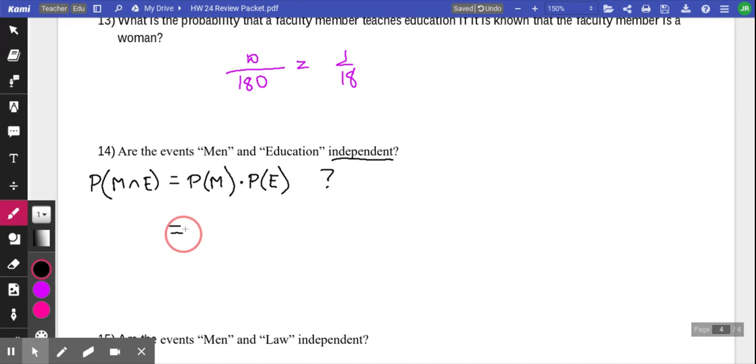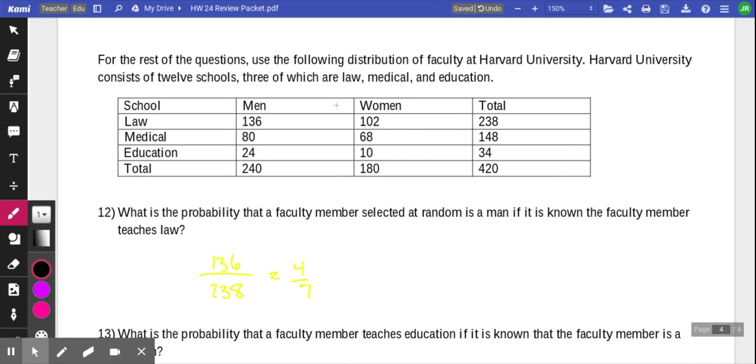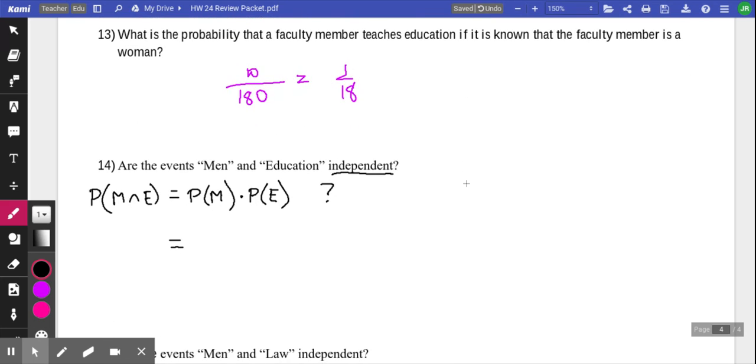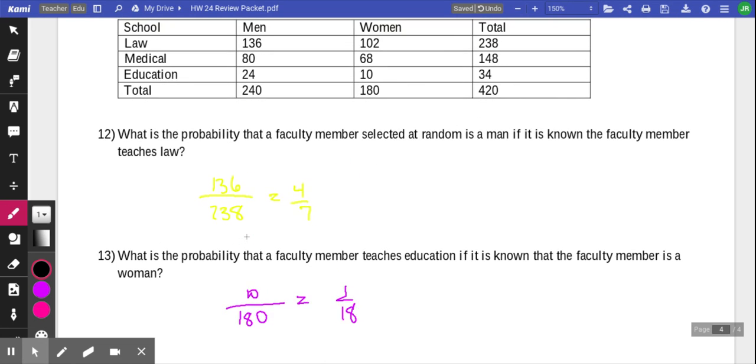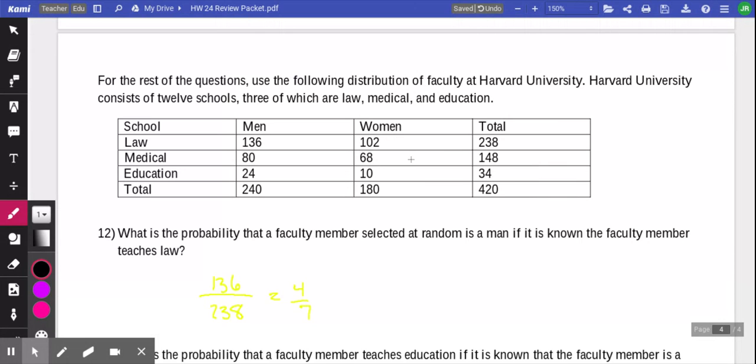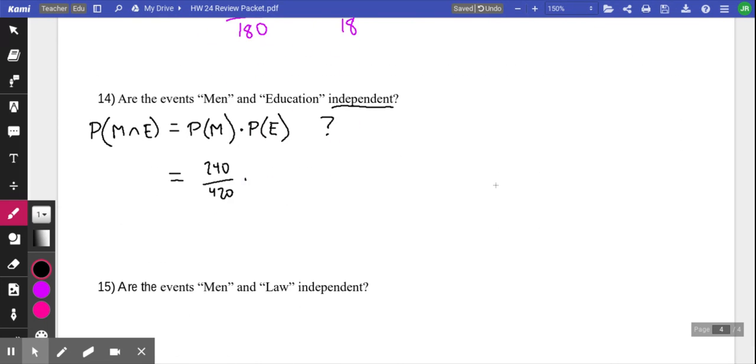So let's go ahead and start off with these first ones. The probability of being a man: we have 240 men out of 420. So this would be 240 divided by 420, times the probability of teaching in education. There are 34 total there out of 420.